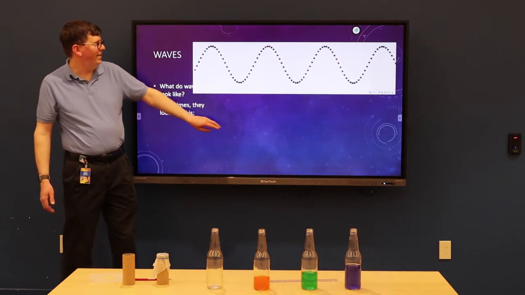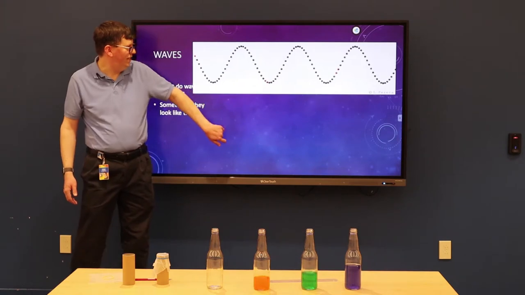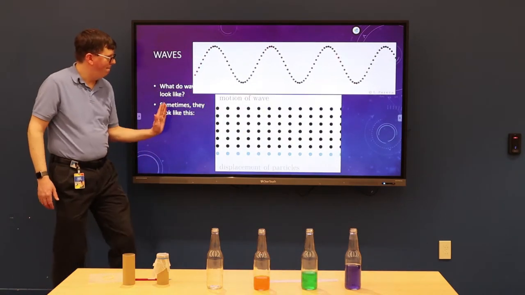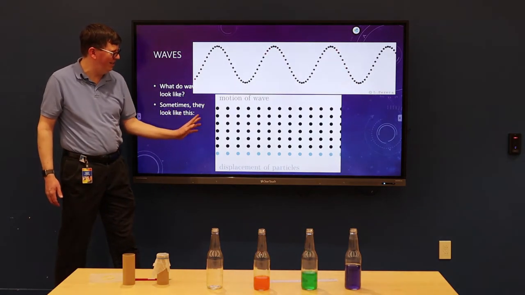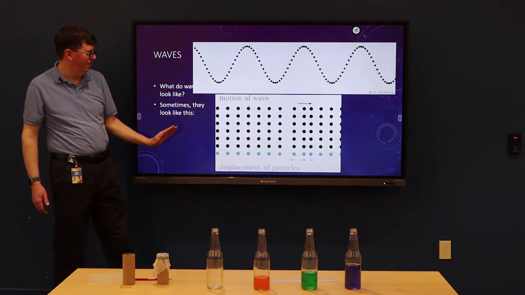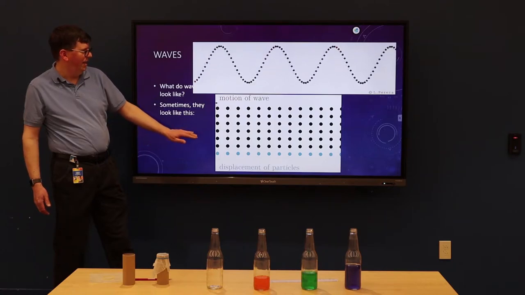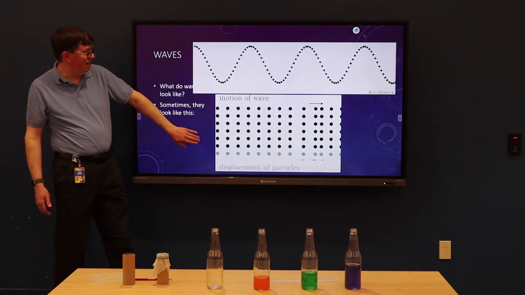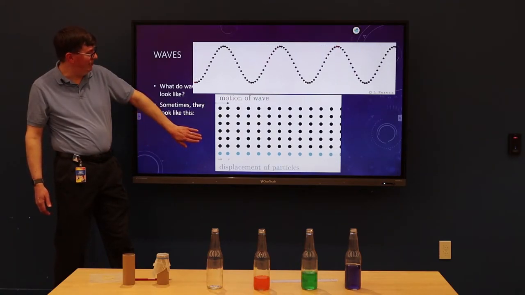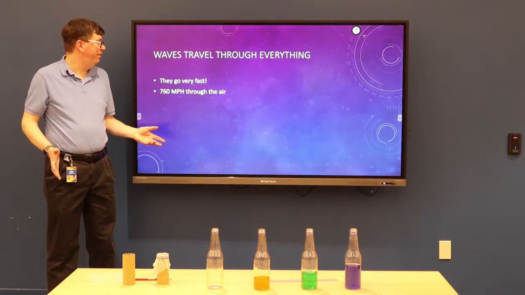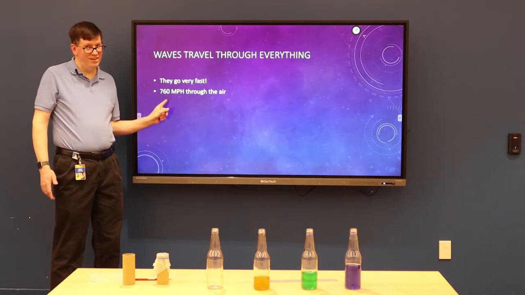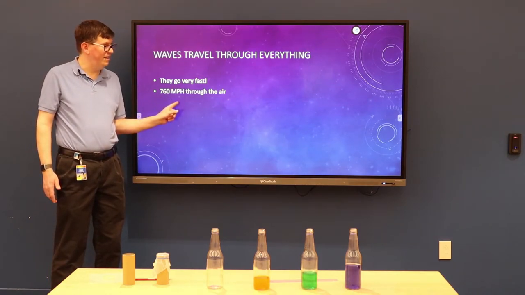All right, but that's one kind of wave. There's another kind of wave that looks like this. Energy pushes these into each other, and they just go back to where they started. All right, and that is what a sound wave would look like if we could see it. Waves travel through everything, and they go really fast. 760 miles an hour is the speed of sound in the air.